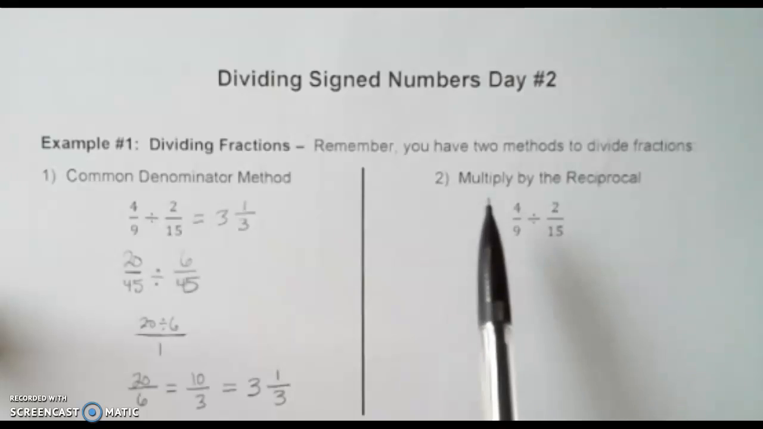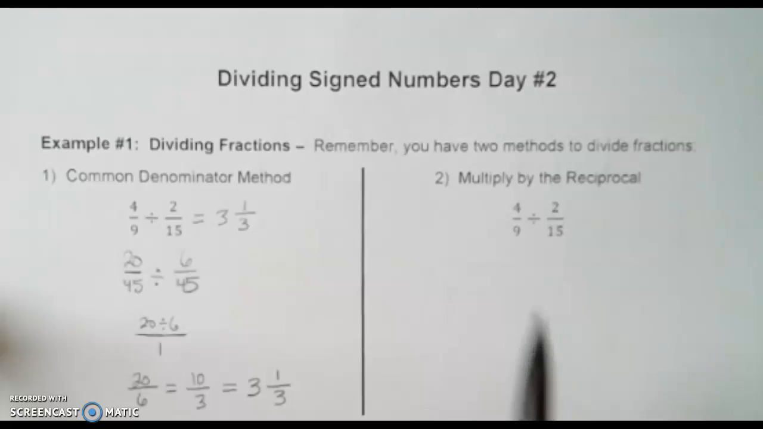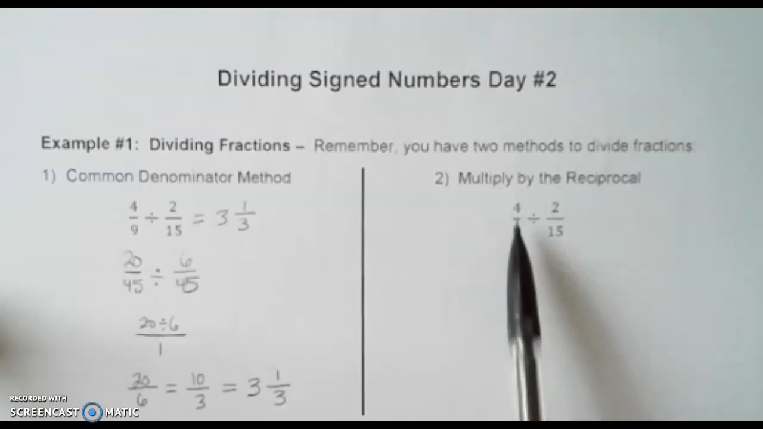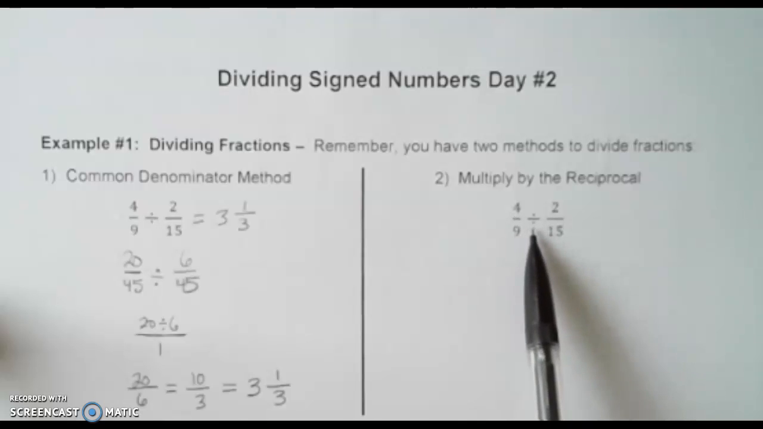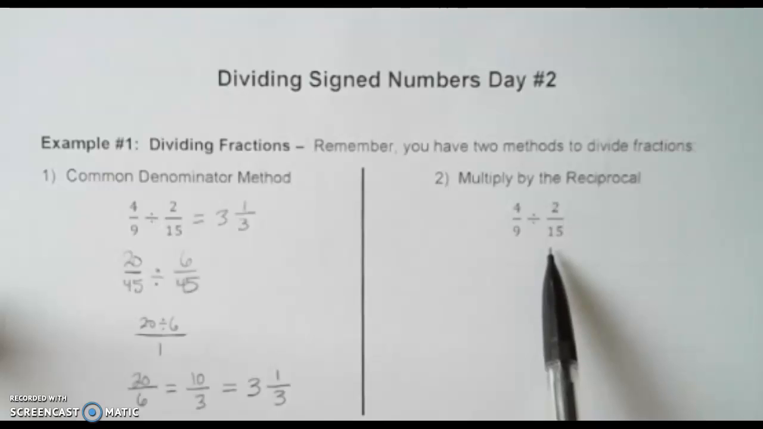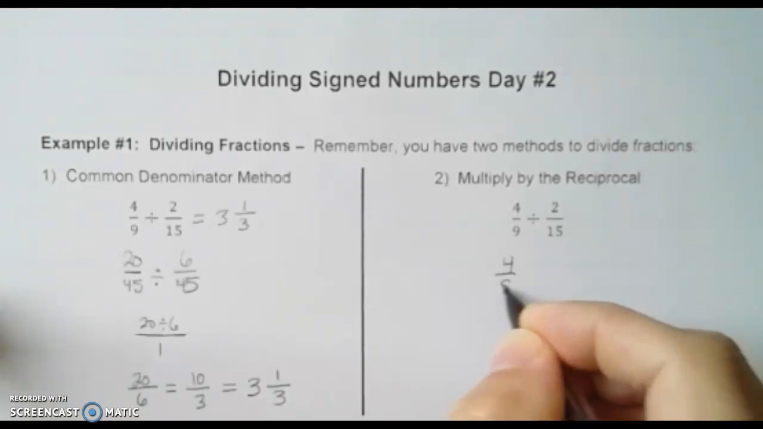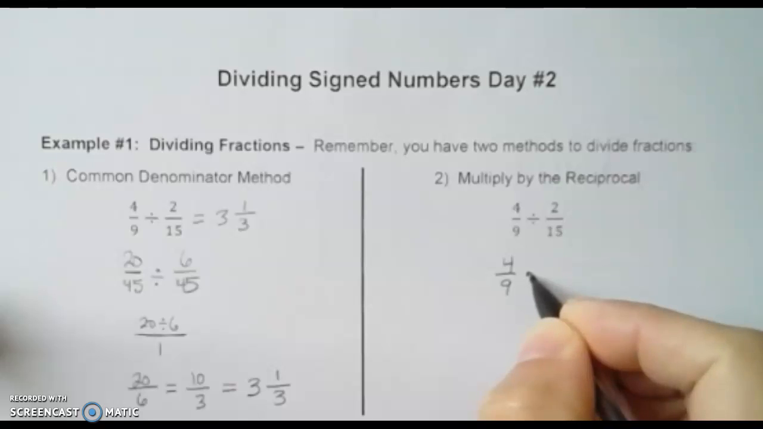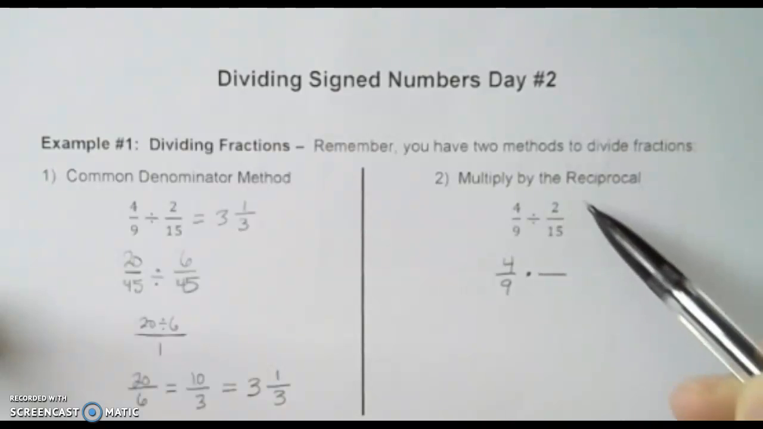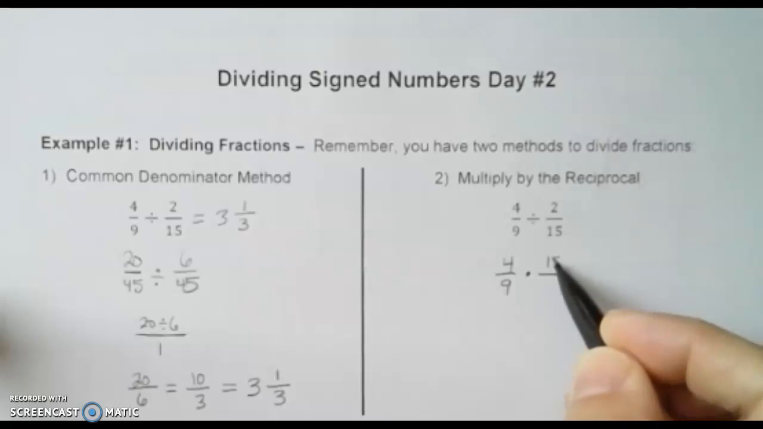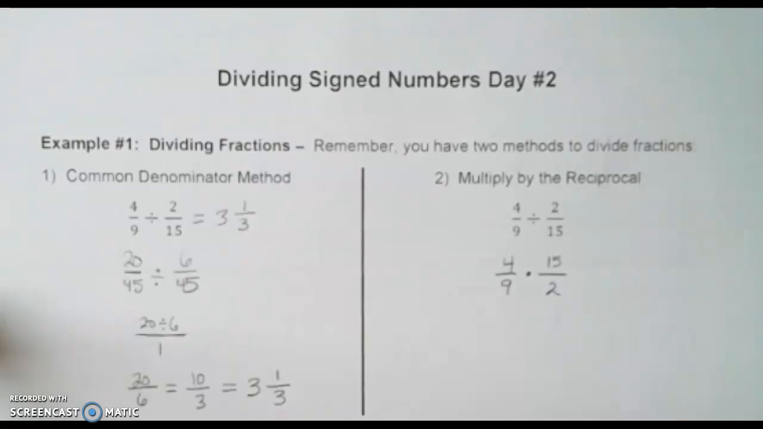The other method, where you multiply by the reciprocal, you do not need to get common denominators. What we do is rewrite this division problem as a multiplication problem by keeping the first fraction the same and then multiplying by the reciprocal of the second fraction. Remember, reciprocal means that I'm going to switch the numerator and the denominator. So I'm going to keep the 4/9, and now instead of division, I'm going to multiply. And the reciprocal of 2/15 is 15 halves. So now it's this multiplication problem.